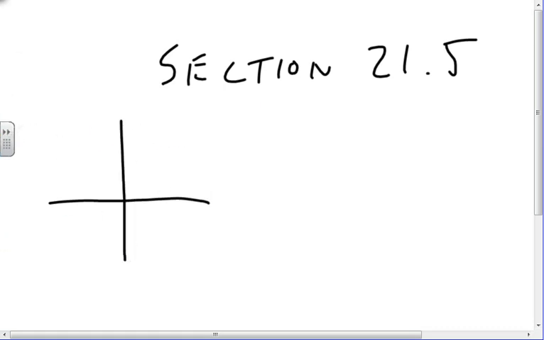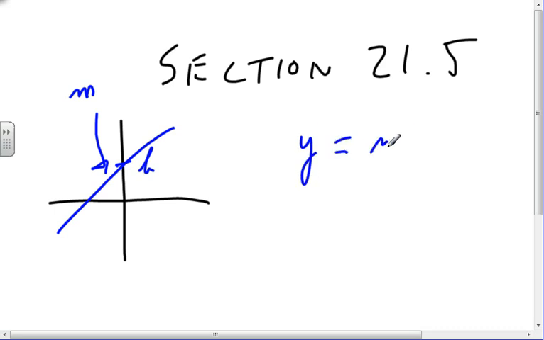If I have a straight line like that, that straight line has a slope that's m, and it's got a y-intercept that's b, and it's got an equation y is equal to mx plus b. So if the derivative of the function is the slope of the function, and the equation is y equal to mx plus b, then that slope must be what? Must be m.